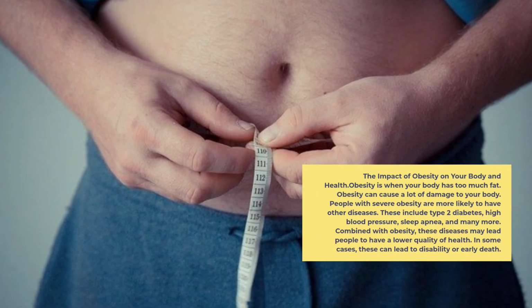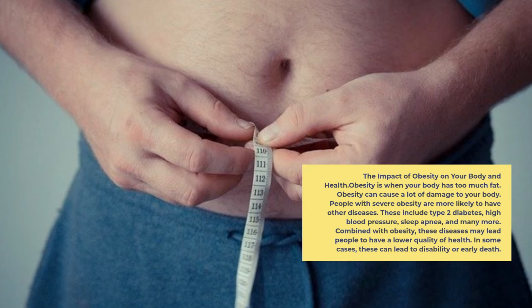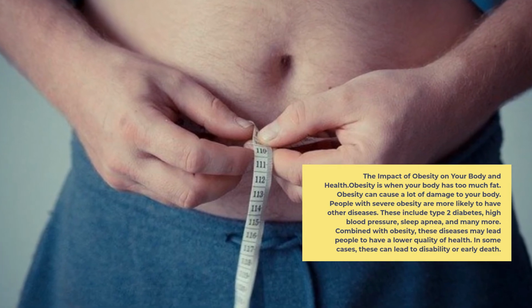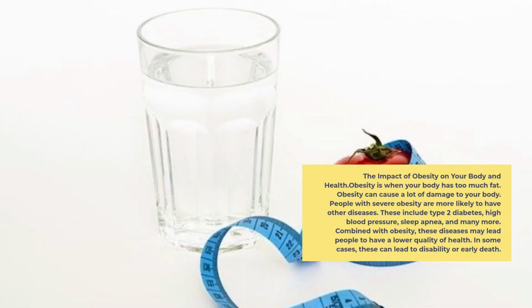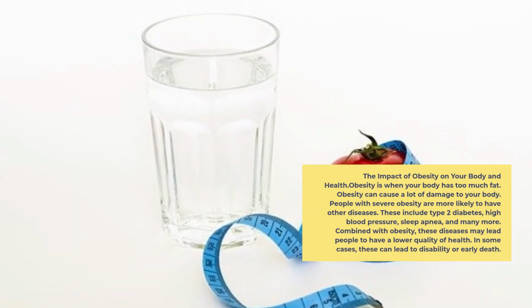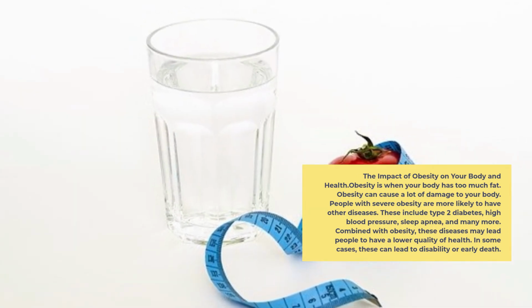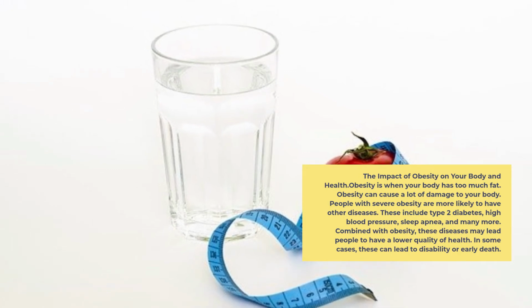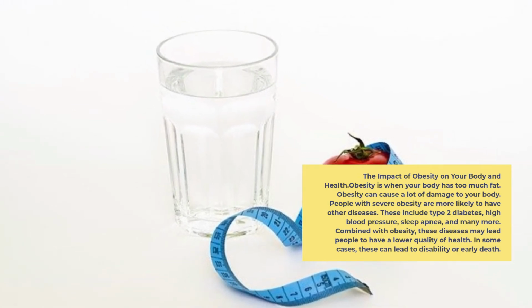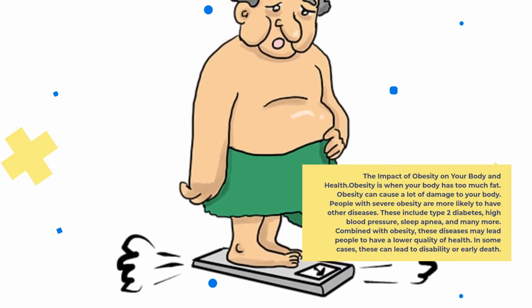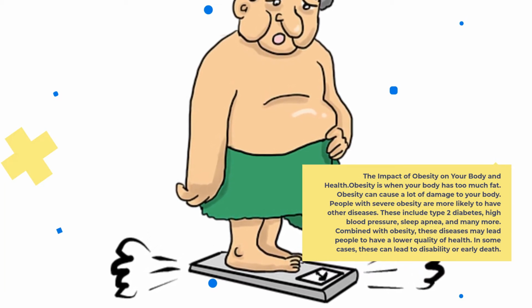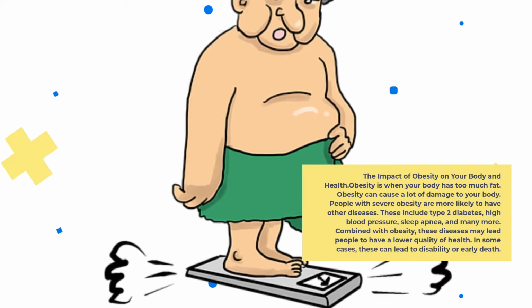The impact of obesity on your body and health. Obesity is when your body has too much fat. Obesity can cause a lot of damage to your body. People with severe obesity are more likely to have other diseases. These include type 2 diabetes, high blood pressure, sleep apnea, and many more. Combined with obesity, these diseases may lead people to have a lower quality of health. In some cases, these can lead to disability or early death.